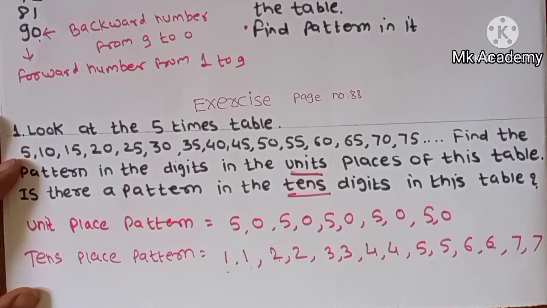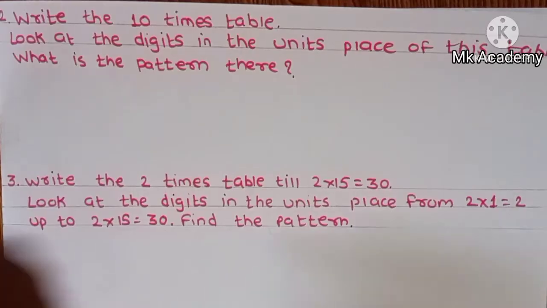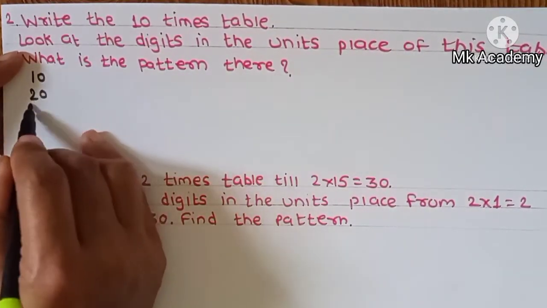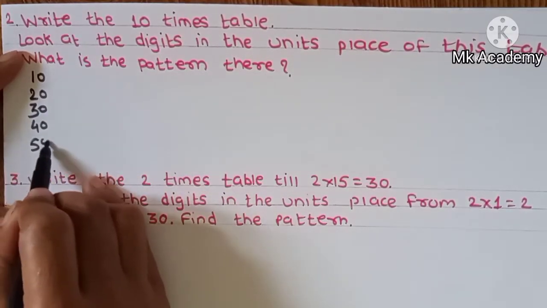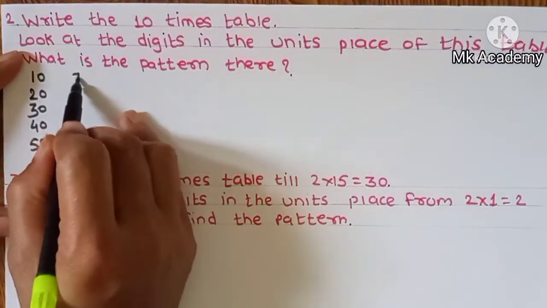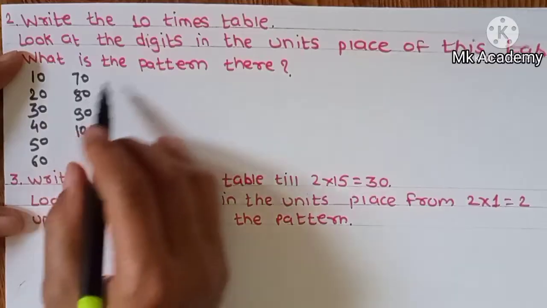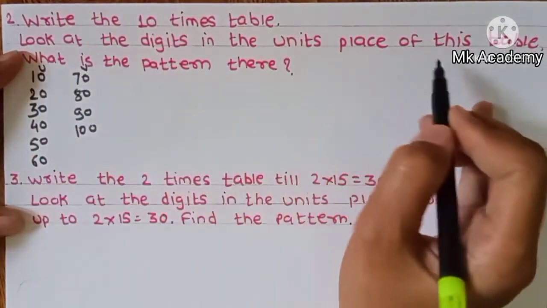Now see the next example. See question number 2. Write the 10 times table. Look at the digit in the unit place of this table. What is the pattern there? Now first we write down the tens times table: 10, 20, 30, 40, 50, 60, 70, 80, 90, 100. Look at the digit in the unit place. These are the unit places of this table.